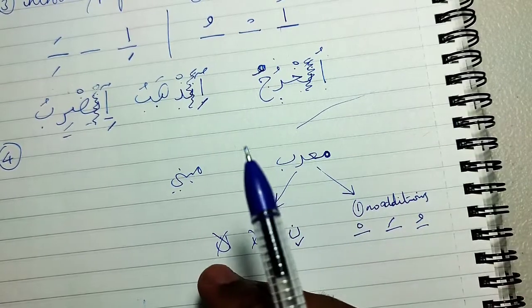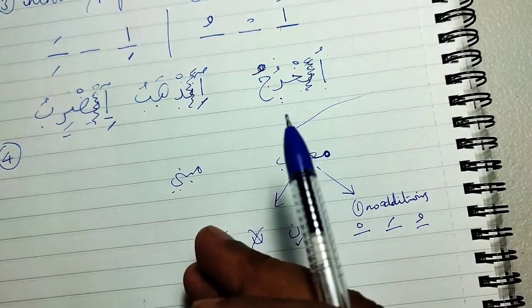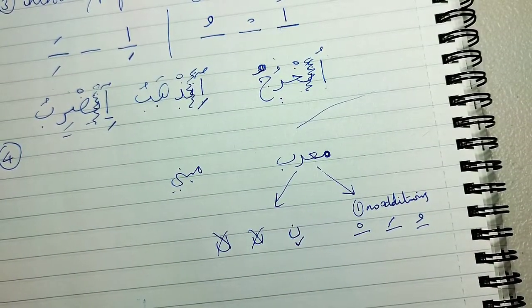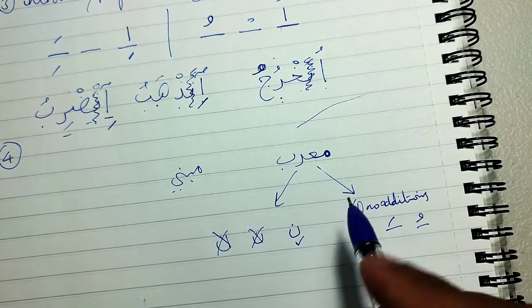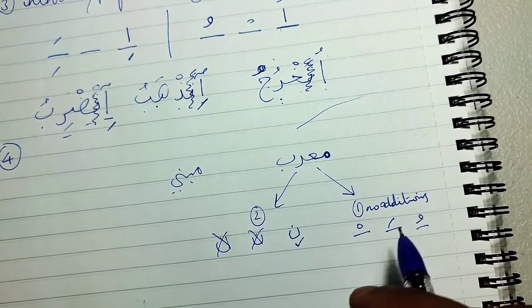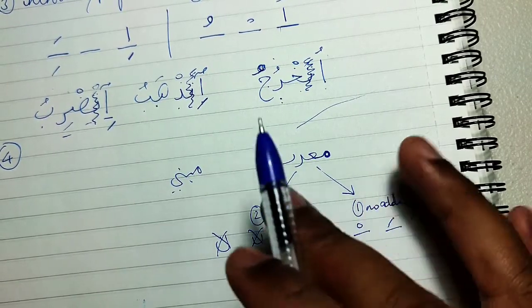If it's something which makes it majzoom, then we say the omission of the noon in this case indicates that it's majzoom. So we look at the context to differentiate between the two. Okay. So mu'rab, we have two types. We have the ones with no additions. They are marfu' with dhamma, mansoob with fatha, majzoom with sukun. The ones that are from the af'alul khamsa.